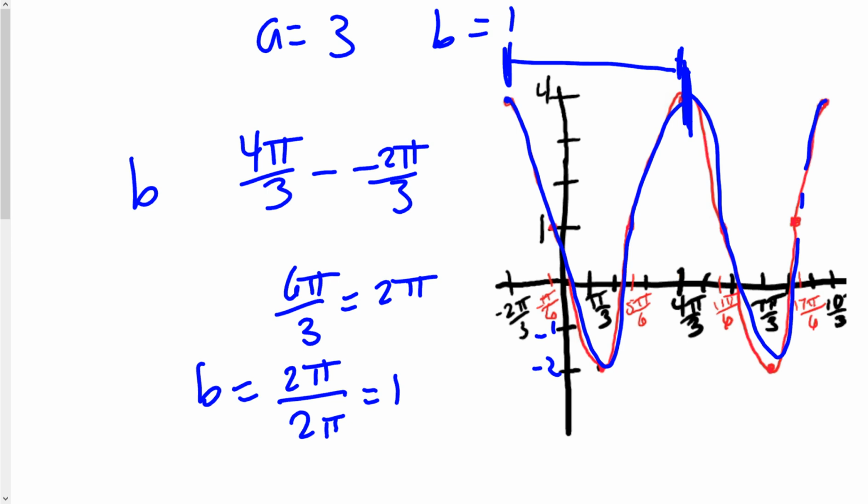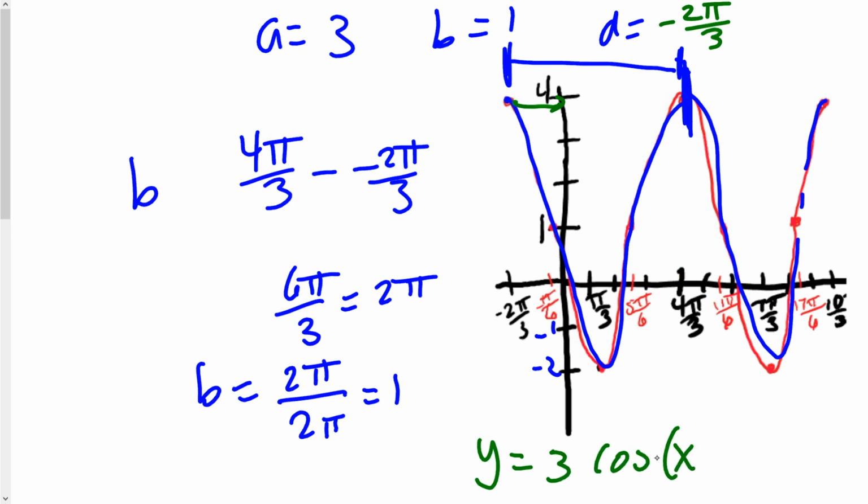Okay, and then we can do our D, which is our phase shift, how much it has to shift over. Here we want to get it on that y-axis. So how much do we need to move this over to the y-axis? Well, we need to move it over 2 pi thirds. So it's actually going to be -2 pi thirds is our D. Okay, so now we can start writing our equation. Y equals, this looks like cosine, right? So we're going to do cosine. And so our A, and then cosine of our B, which is 1, so 1x, and then plus 2 pi thirds.